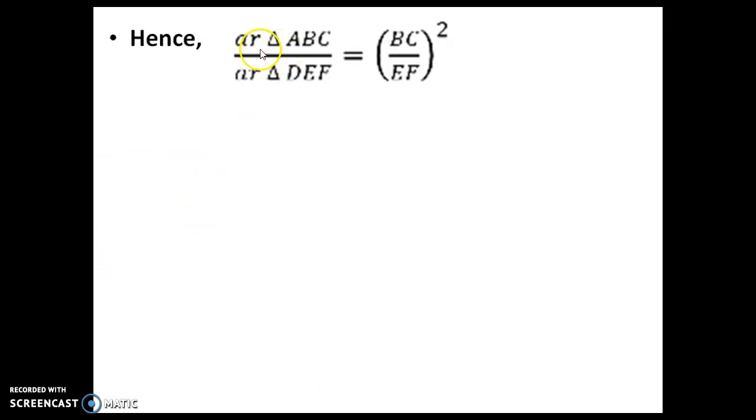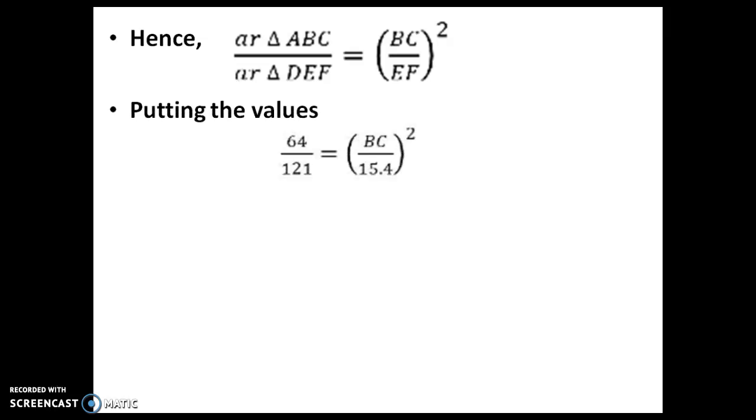So this is how you can write: area of triangle ABC divided by area of triangle DEF, this is the ratio, equal to the square of the ratio of the corresponding sides. BC and EF are corresponding sides, so you take the square of that ratio. We know the area of ABC, the area of DEF, and EF also, so substitute all those values. So you will get 64 by 121 equal to (BC by 15.4) the whole square.